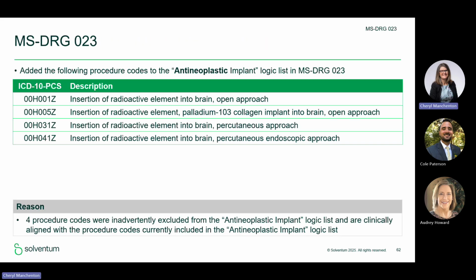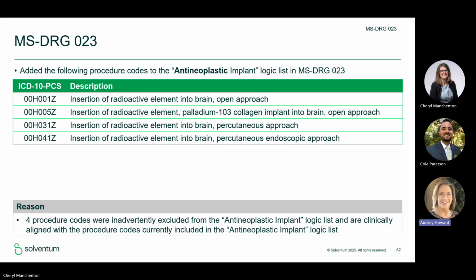And here's our next set of changes. Now we're still in MDC1, the neuro system, in those procedures, but now we're really discussing MSDRG 23. And these 4 procedure codes were added to the anti-neoplastic implant logic list. In fact, because these 4 procedure codes were added, they revised the logic list to say anti-neoplastic implant, and changed the title of MSDRG 23. So adding these 4 procedure codes to that logic list.